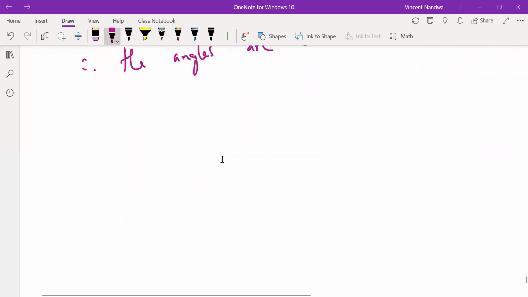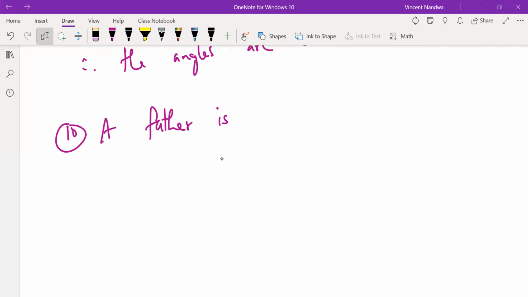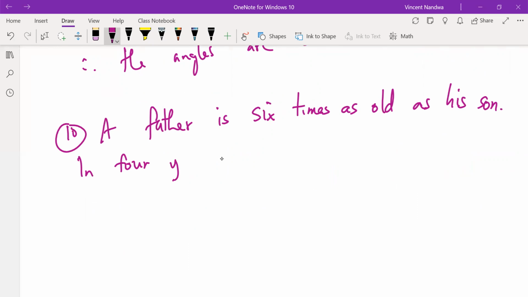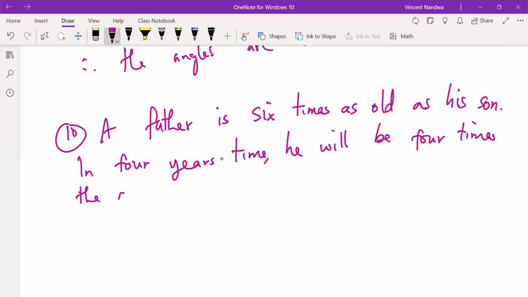And then lastly, number 10: a father is 6 times as old as his son. In 4 years' time, he will be 4 times the age of his son. What are their present ages?